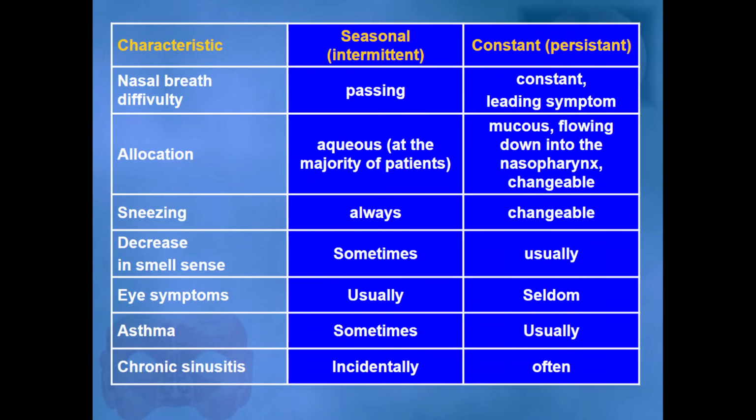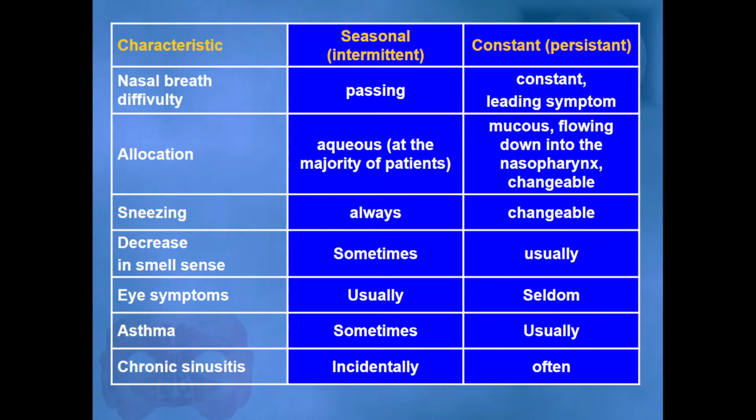There are two main forms: the seasonal or, in international classification, intermittent, and constant or persistent. As you understand, if the allergic rhinitis is seasonal or intermittent, the symptoms can be revealed only during exacerbation of the process. And if the allergic rhinitis is constant or persistent, the severity of symptoms may vary, but commonly it is usually present.